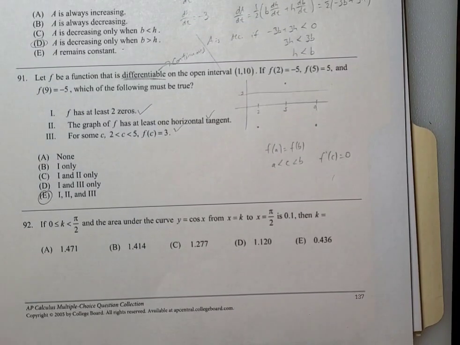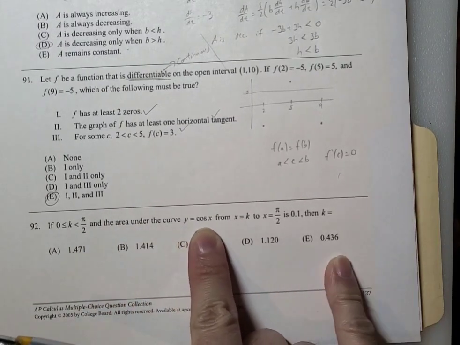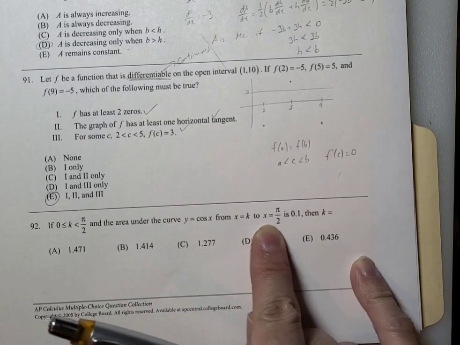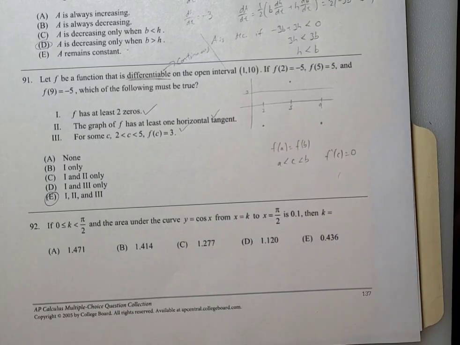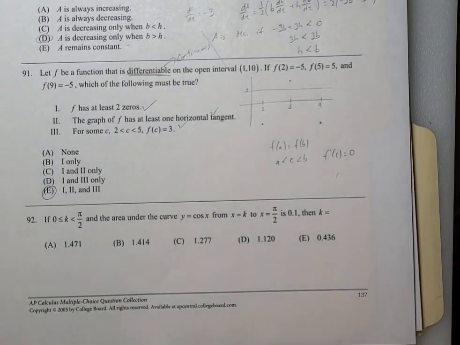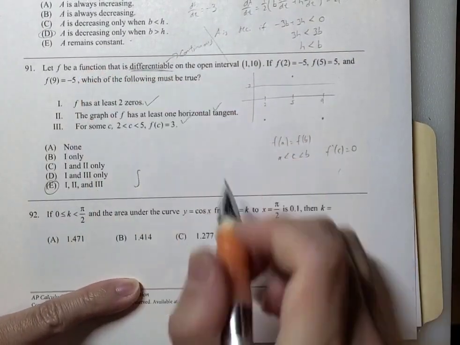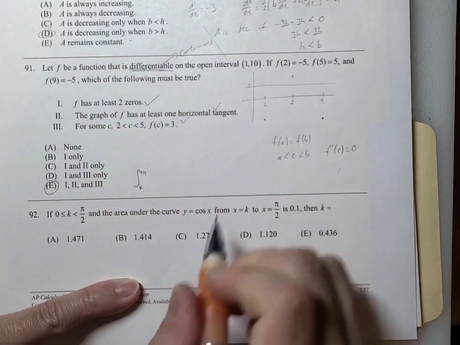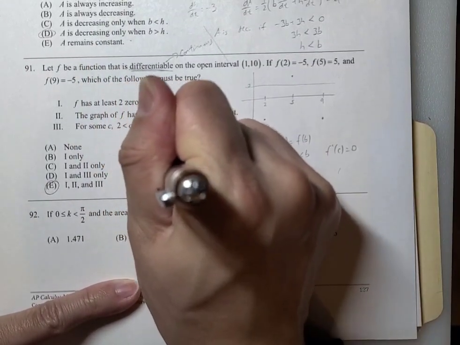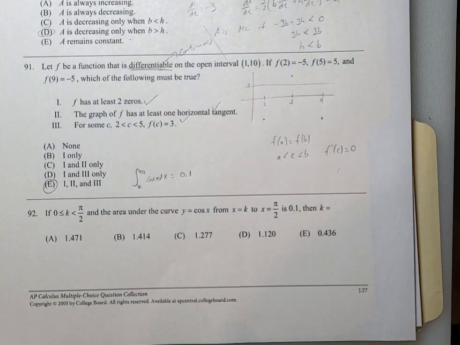Okay, last problem. If k is between 0 and pi over 2, not including pi over 2, and the area under the curve y equals cosine x from x is k to x is pi over 2 is 0.1, then k equals what? Okay, so area under the curve, that should signal integral. So this is basically just saying the integral from k to pi over 2 of cosine x is 0.1. Okay, so we just have to solve for k.